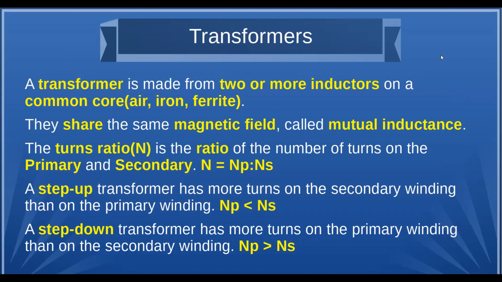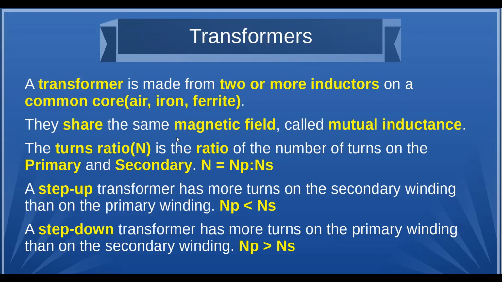Okay, so transformers are made up of 2 or more inductors or coils on a common core, which could be air or more than likely some powdered iron or ferrite material like a toroid. That means that they share the same magnetic field because all the magnetic lines of force are concentrated together in the coil. There's 2 coils or more on the same thing. So they have the same magnetic field, and we call that mutual inductance because they interact.